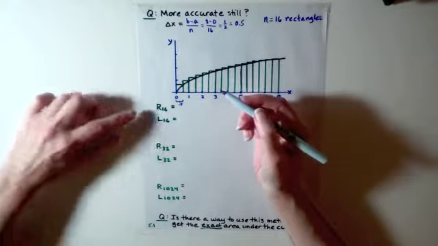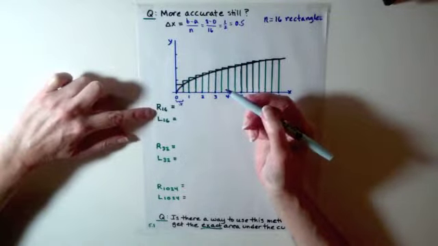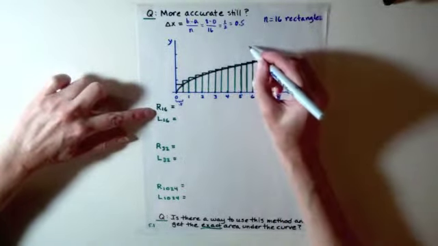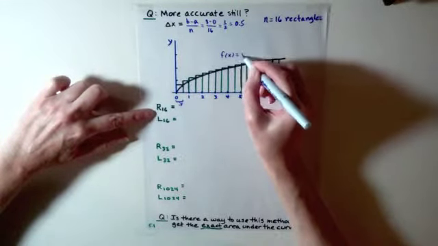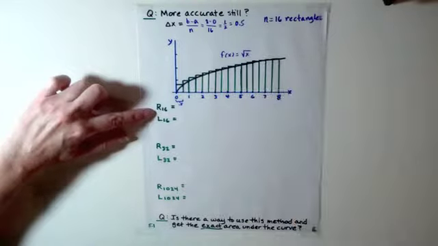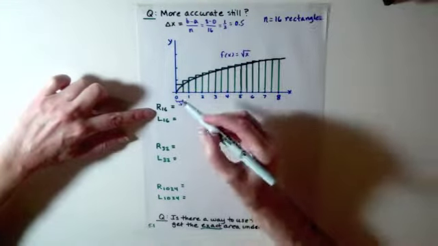Okay, so if you were figuring out R16, let's see if we can do that. Let me put my function in here also. f of x is square root of x. That's the function we're trying to find the area underneath.